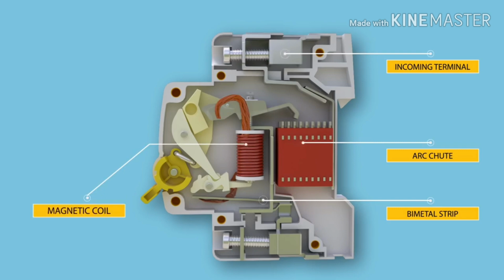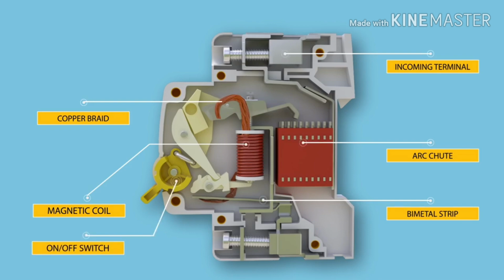Magnetic coil is part of the magnetic tripping arrangement, where in case of short circuit or heavy overloads, a strong magnetic field is produced in the coils. Copper braid connects the moving element with the static element. On-off switch is the operator with which we manually interrupt or turn on the electric circuit. In outgoing terminal we connect the outgoing phase from the circuit breaker.